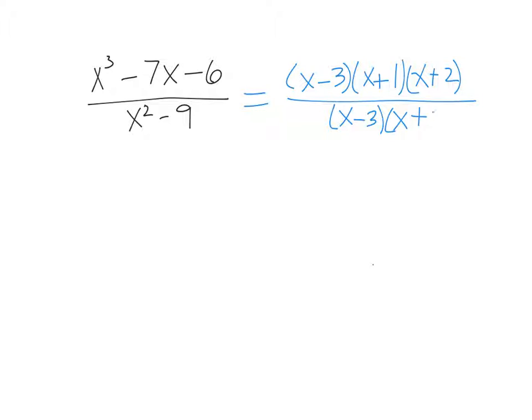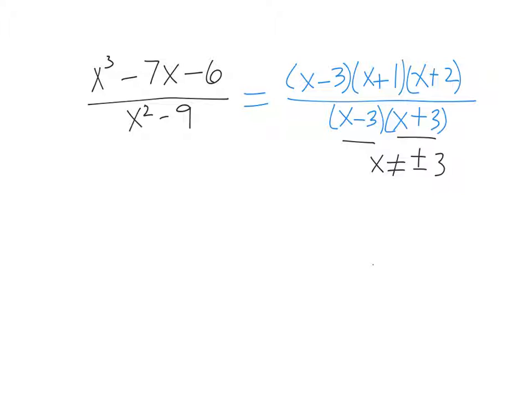Now anything on the bottom is going to give us a restriction. Okay? Any factor on the bottom will give us a restriction. So this means our restrictions here are going to be plus 3 and minus 3. So x cannot be plus or minus 3.